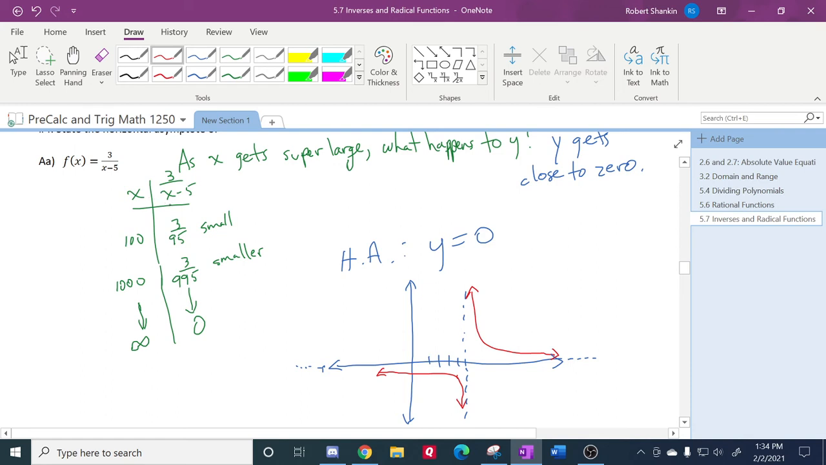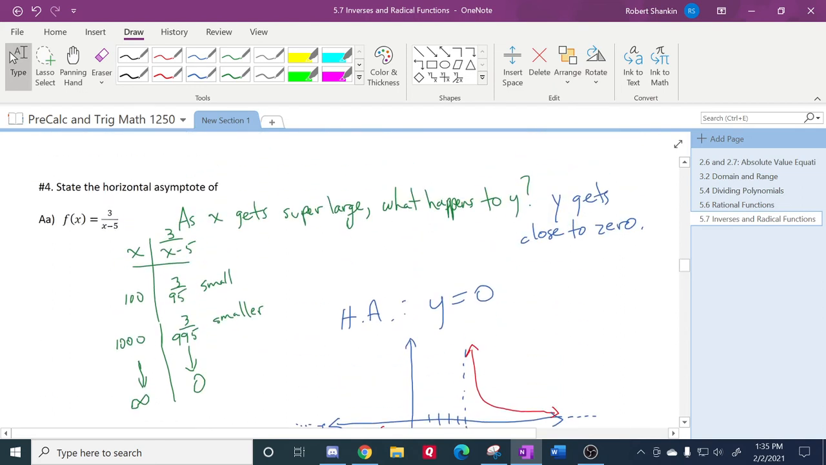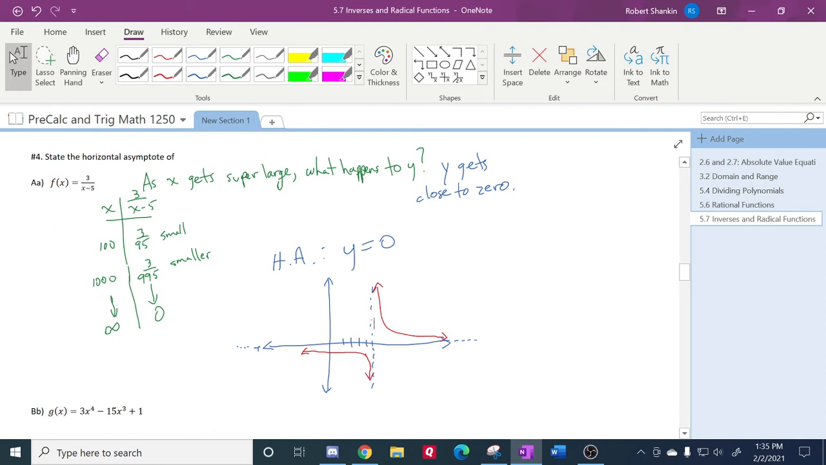And so the vertical asymptote, is there some place where it's just going through the roof? Horizontal asymptote, what happens as x gets super large? Is there a floor that we never go underneath, like in this case, or a ceiling that we never get above, like in this case? And let's go to state the horizontal asymptote of this next one, g of x.